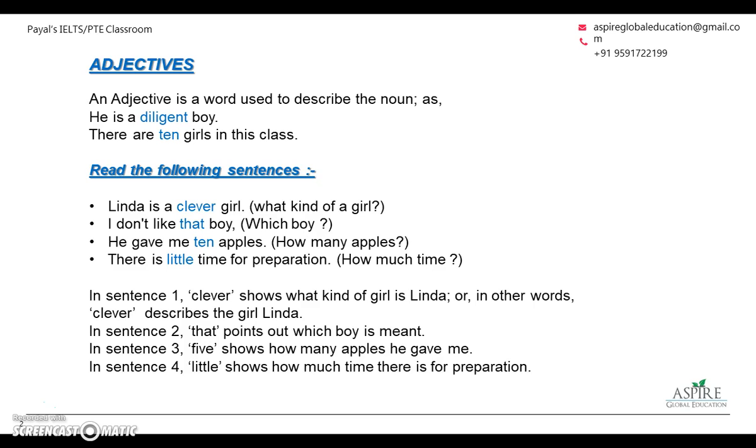Now, as we know, the word that is also used to replace the noun, and then it acts as a pronoun. But as we have already discussed before, there's no fixed rule that a particular word will always be used as one part of speech. It entirely depends on its usage in a sentence. If the usage changes, the part of speech changes. So in this case, I'm talking about that boy. I'm describing the boy. So here that acts like an adjective.